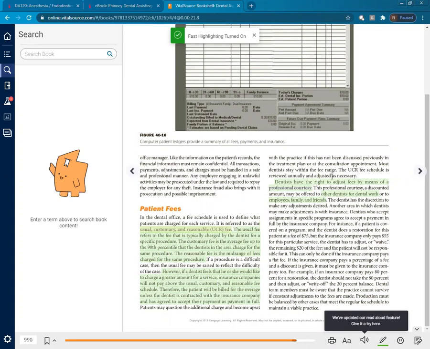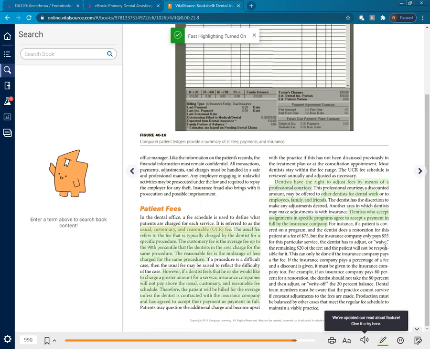There are some times when they can't do that, or they're required to give write-offs. It goes both ways. So dentists who accept assignments in specific programs agree to accept payment in full by the insurance company. One of these examples is Medicaid. For instance, if a patient is covered on a program and the dentist does a restoration for this patient at a fee of $75, but the insurance company only pays $55, he has to adjust or waive or write off the remaining $20 fee. The patient is not responsible for it.